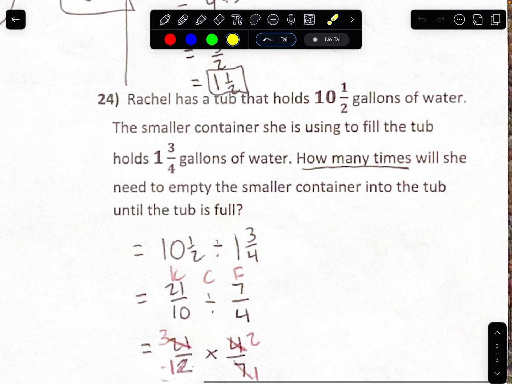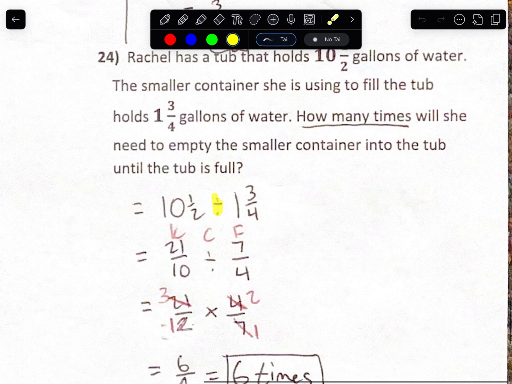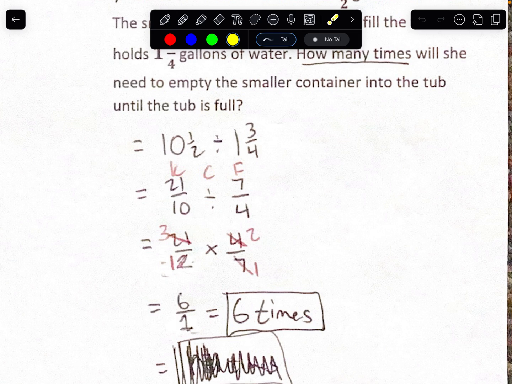And last problem, 24 is another division problem. So we would have 10 and 1/2 divided by 1 and 3/4. Do your around the world math to get improper fractions. Then we can apply the KCF rule. So keep, change, flip. 7 and 21 can cross cancel. So 7 and 21 can be divided by 7. So 7 can go into 7 one time. 7 can go into 21 3 times.